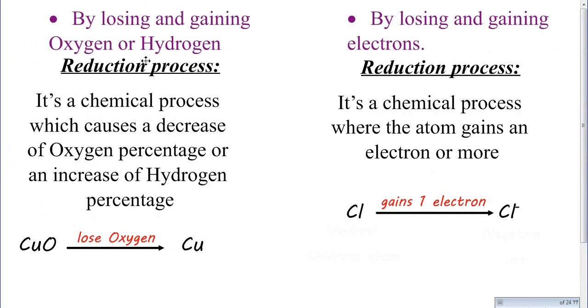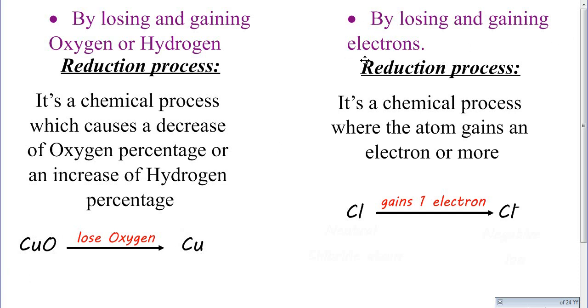Okay, the reduction process is the opposite of oxidation. So by losing or gaining hydrogen or oxygen, what is meant by reduction? It is a chemical process which causes a decrease of oxygen percentage or an increase of hydrogen percentage, and this meaning is the opposite of oxidation. So CuO undergoes reduction. Why? Because it loses one oxygen atom and changes into Cu, or copper.